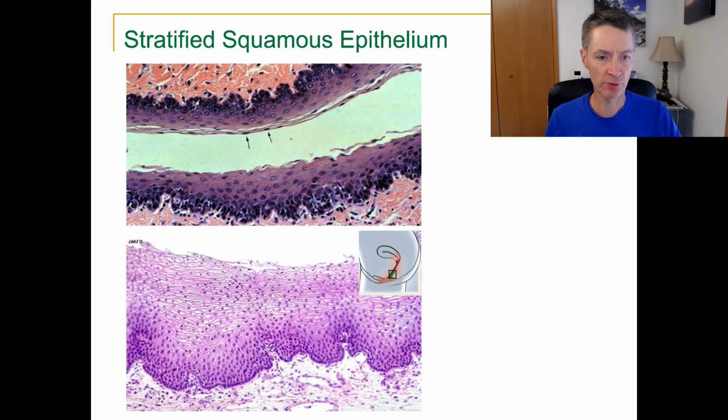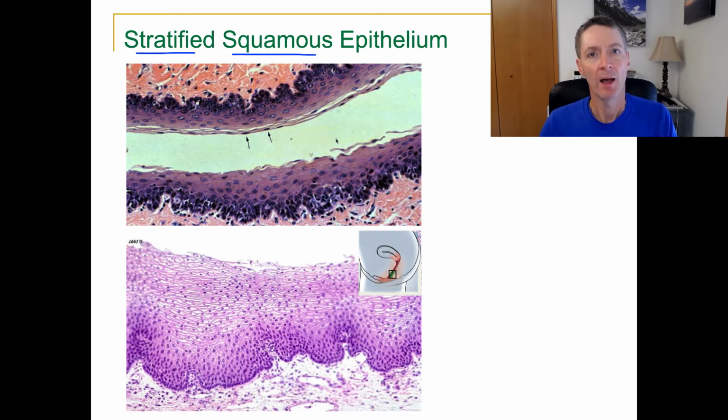So let's run into the first. Now, some of these are going to catch you by surprise at first, but here we have stratified squamous epithelium. So now you know it's many layers and it's squamous, so they're going to be thin cells. Now let's say that I throw either of these images at you and you have to tell me what the tissue type is, right? I'm not telling you it's stratified squamous. What do you need to look for?